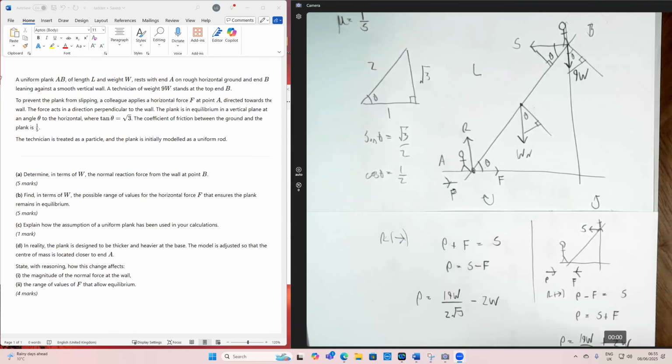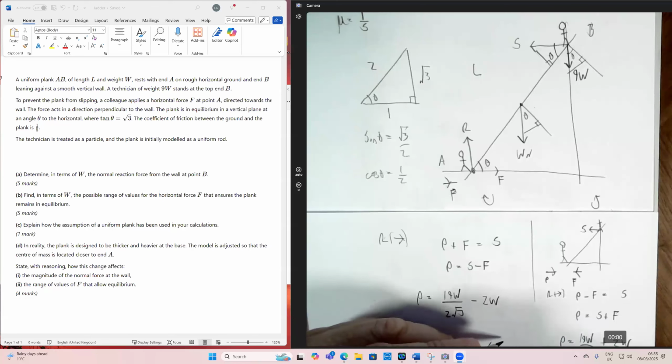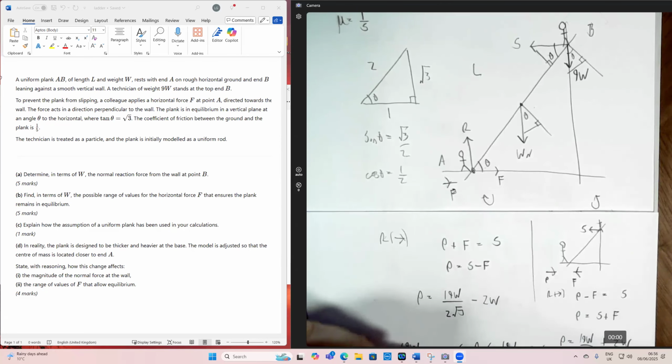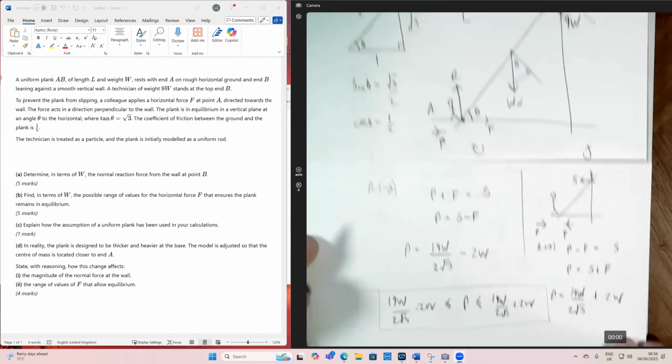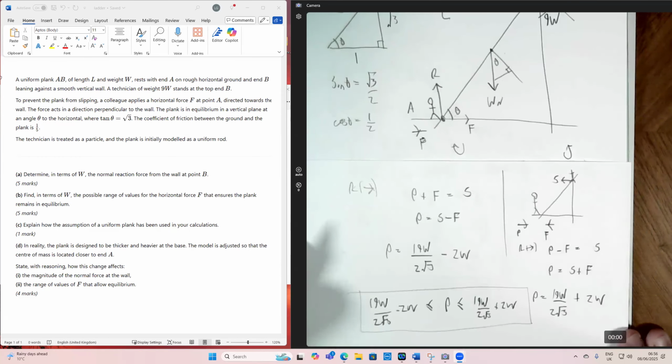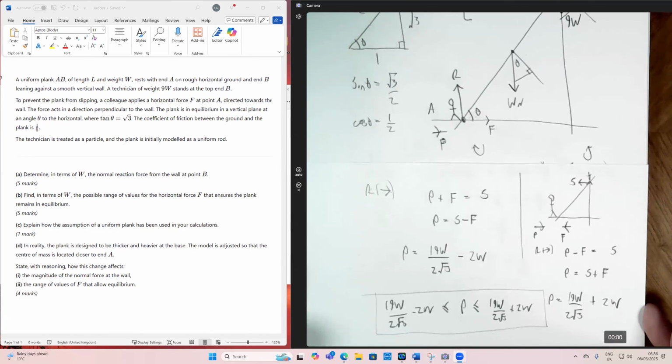So the range of values that we can have for the horizontal force P is that it needs to be less than or equal to 19W over 2 root 3 plus 2W, but greater than or equal to 19W over 2 root 3 minus 2W. And that's the range of values of P that we can have in order for the plank to remain in equilibrium. Super important idea, which is one of the main reasons I want to look at this question, because it's such an important idea.